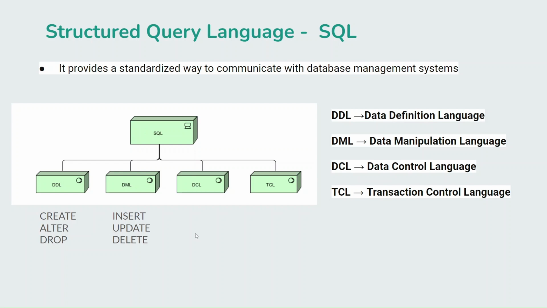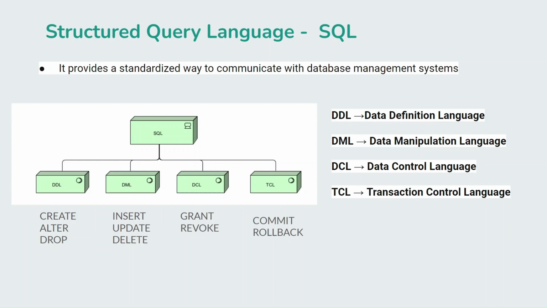Then we come to the DCL, or data control language, which has grant and revoke. The grant command is used to give certain privileges, such as insert, update or delete, to a specific user, and revoke does the opposite of that.